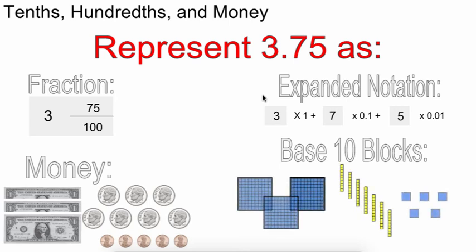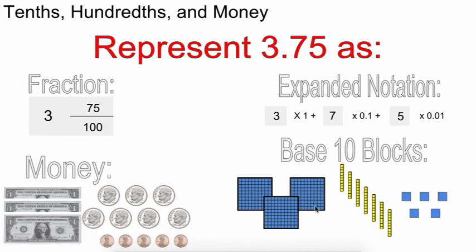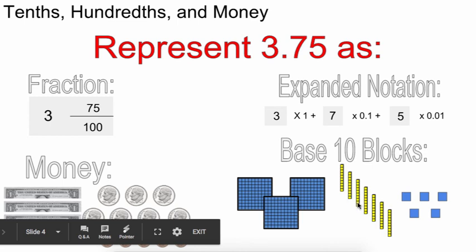So we should come up with something like this. If you look here, we have 1, 2, 3 in the ones place. Now we have 1, 2, 3, 4, 5, 6, 7 ten rods in the tenths place, and we have the 5 cubes in the hundredths place. So that's 3 and 75 hundredths.